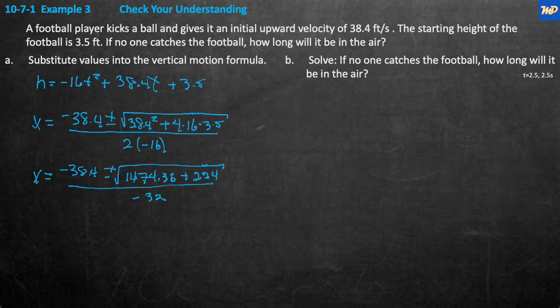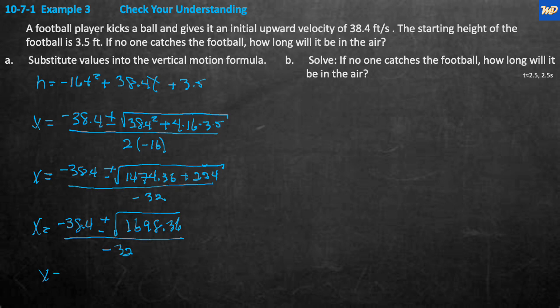Now we're going to combine these terms under the radical. So we're going to say x is equal to negative 38.4 plus or minus under the radical 1474.36 plus 224 comes out to 1698.36. And this is all over negative 32. Okay, so now we're going to take the square root of 1698.36. And what does that equal to?